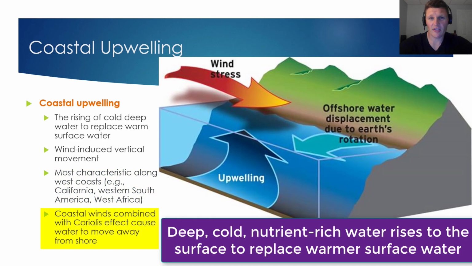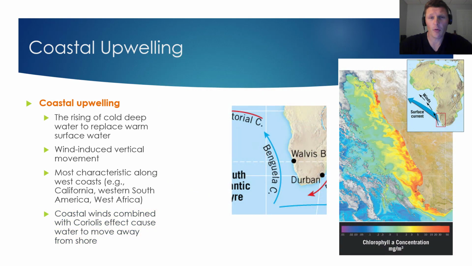Coastal upwelling occurs in these areas when winds blow towards the equator, parallel to the shoreline. A combination of coastal winds and the Coriolis effect cause surface water to move away from the shore. As a result, deeper ocean water upwells, or rises to the surface, to replace the water that was pushed away from the shoreline. At this point, I'll explain the process of coastal upwelling by referring to some images.